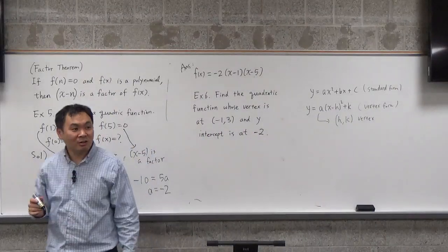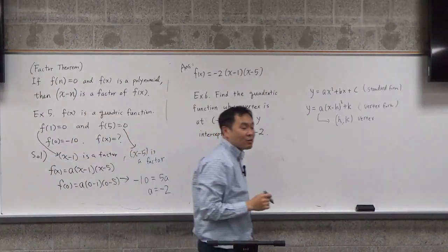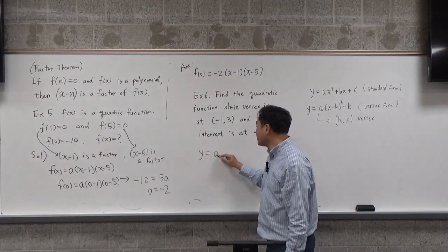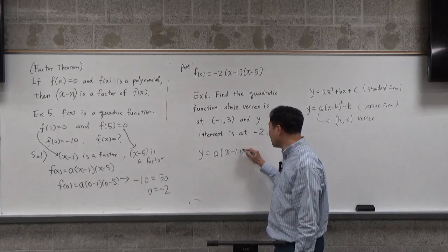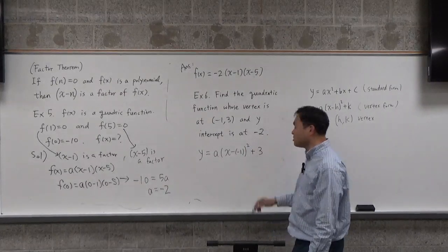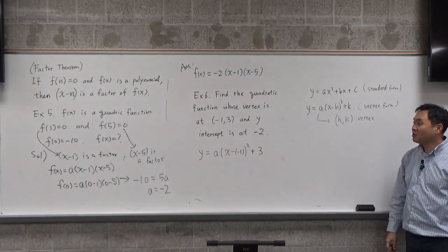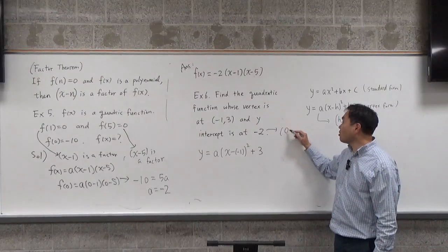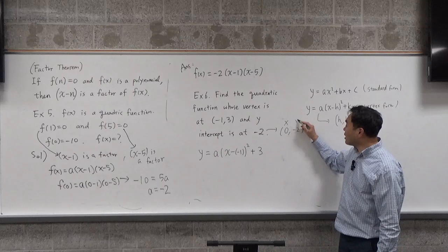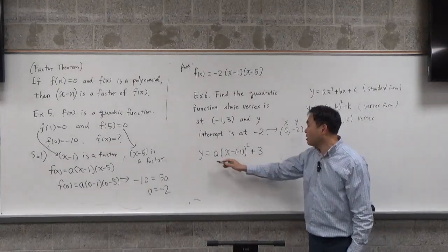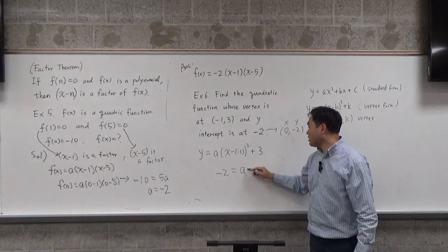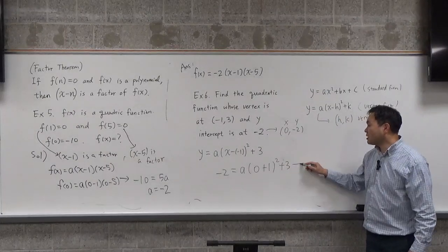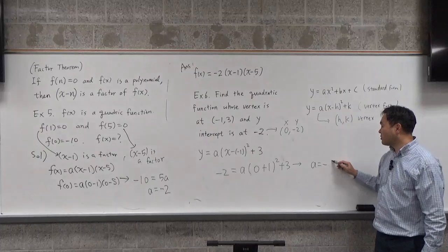What's h? What's k? 3. So h is -1, k is 3. So already you know that y must be a times x minus -1 squared plus 3. Isn't that right? Okay, now what do we do? Y-intercept is -2. What is that in terms of coordinates? It's 0, -2, right? So x is 0 and y is -2, so we're going to plug in those values here. -2 equals a times 0 plus 1 squared plus 3. So that gives you that a is equal to -5.